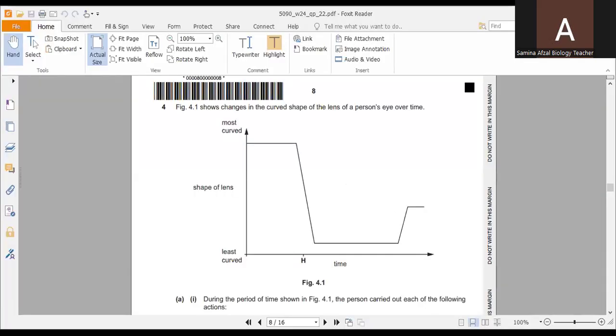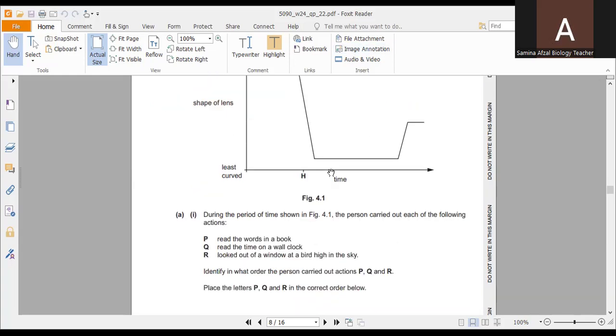Figure 4.1 shows changes in the curved shape of the lens of a person's eye over time. You can see a graph, figure 4.1. On the x-axis they have taken the time, and on the y-axis the shape of the lens, which goes from least curved to most curved. Now, the question is, during the period of time shown in figure 4.1, the person carried out each of the following actions: read the words in a book, read the time on a wall clock, looked out of a window at a bird high in the sky.